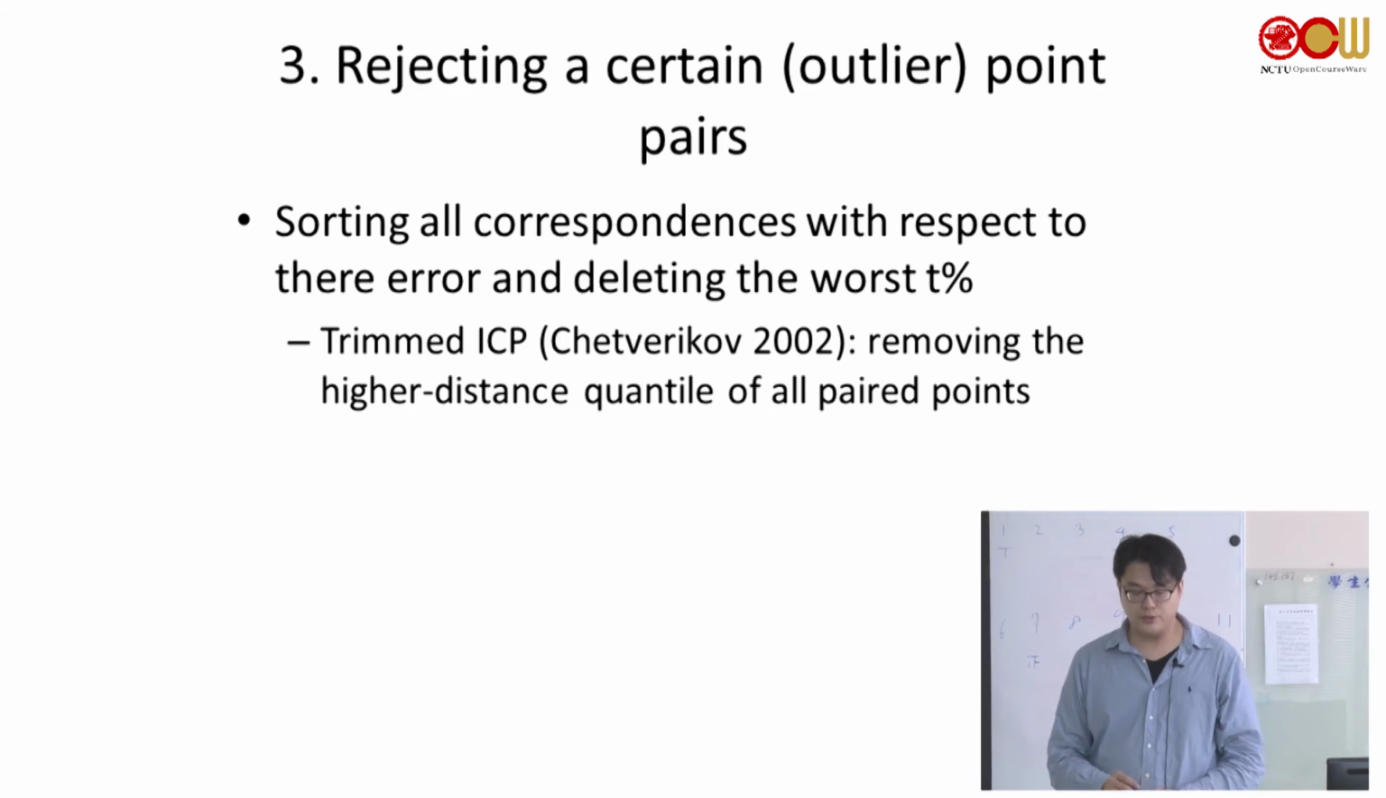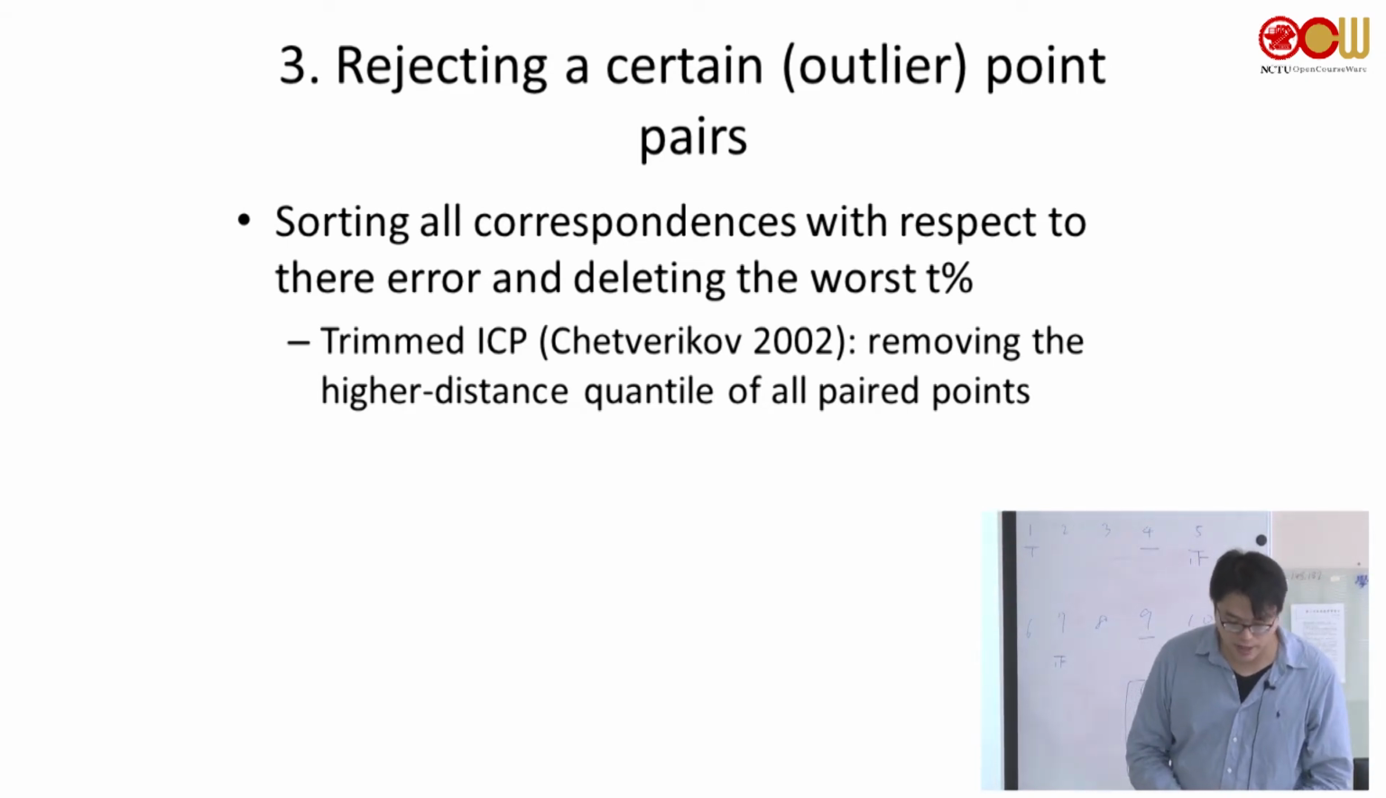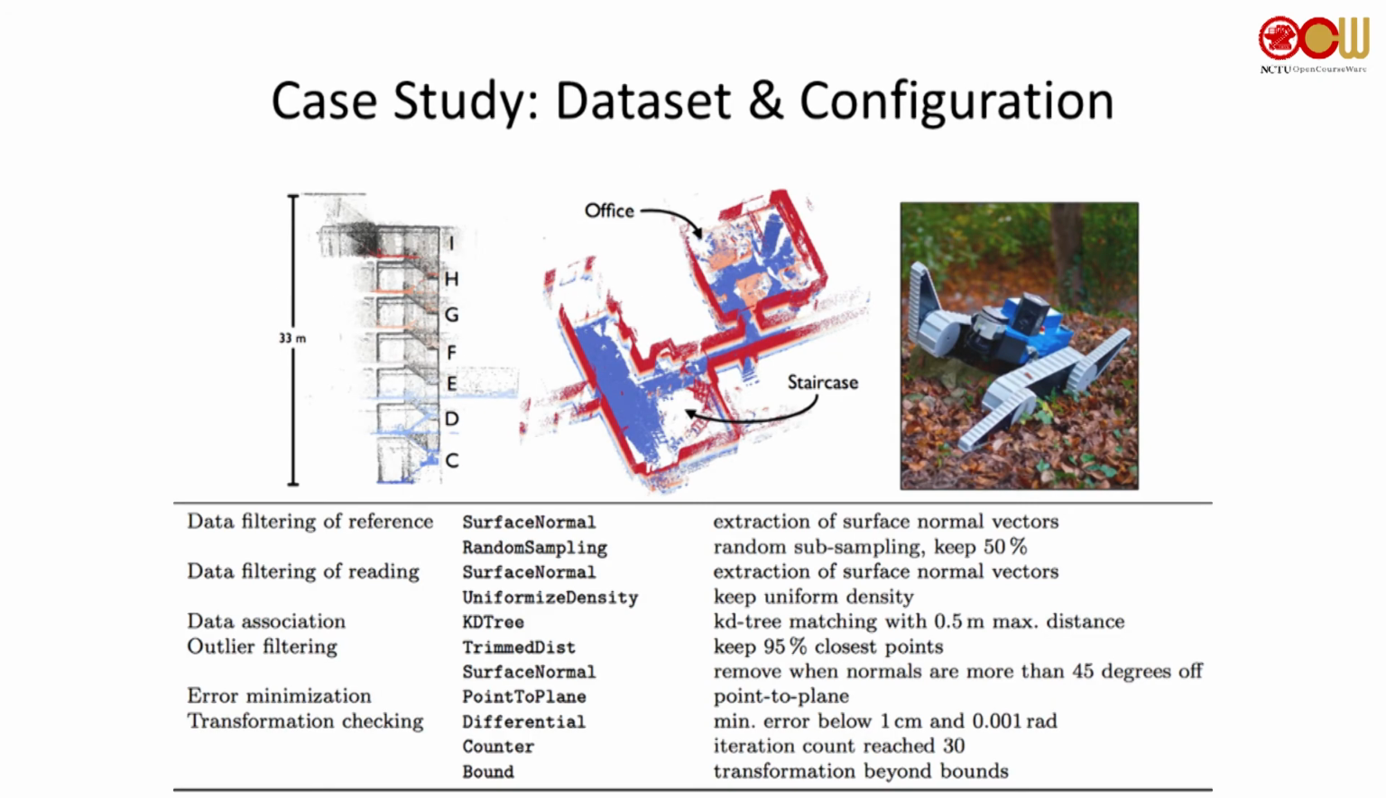The last main component is to reject some of the outlier point pairs. One popular method is called trimmed ICP, which removes the higher distance quantiles of all paired points. Here, we just mentioned that the algorithm may be sensitive to different data sets, maybe indoor, outdoor, structured, unstructured. Here is one example, a case study. On our right-hand side is a robot that can actually climb, and the data set is an indoor environment, but with 7 floors.